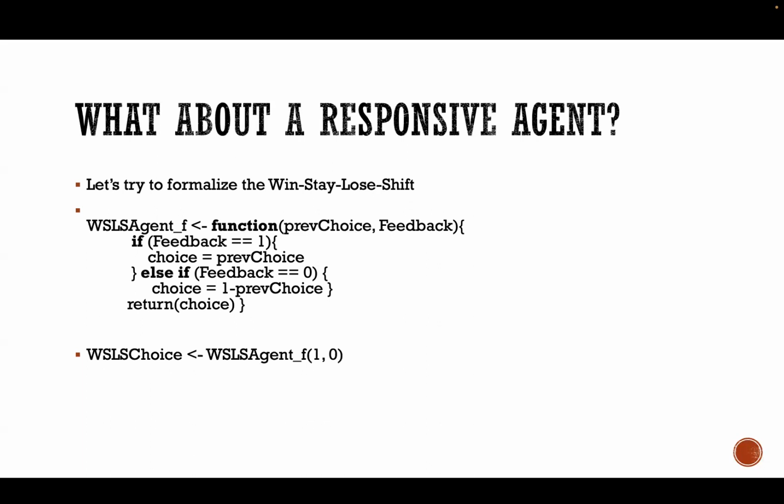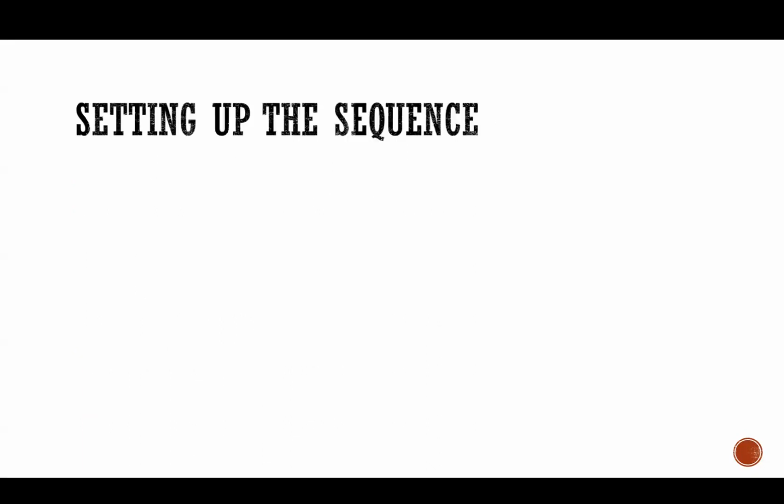Then what we can do is see what happens, right? Previous choice is 1, feedback is 0. What's going to be saved as a win-stay-lose-shift choice? What's the output? Yes, exactly. We played right, we lost, we're going to play left. And we set up the sequence.